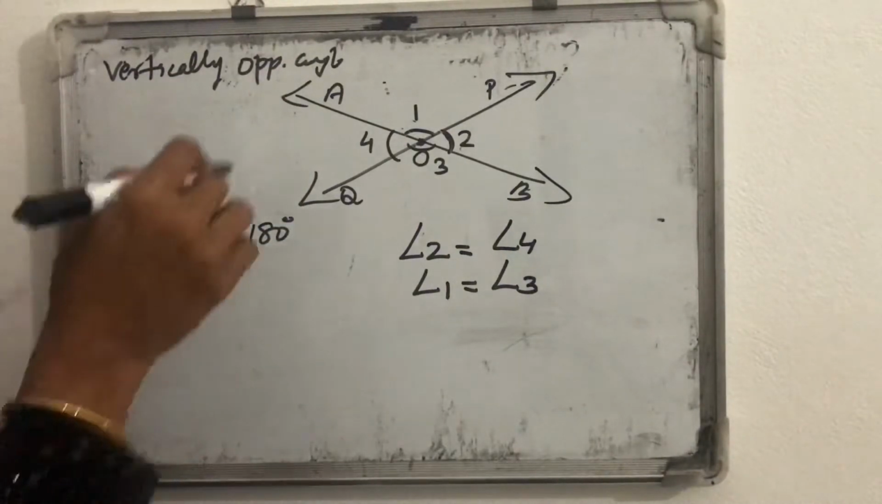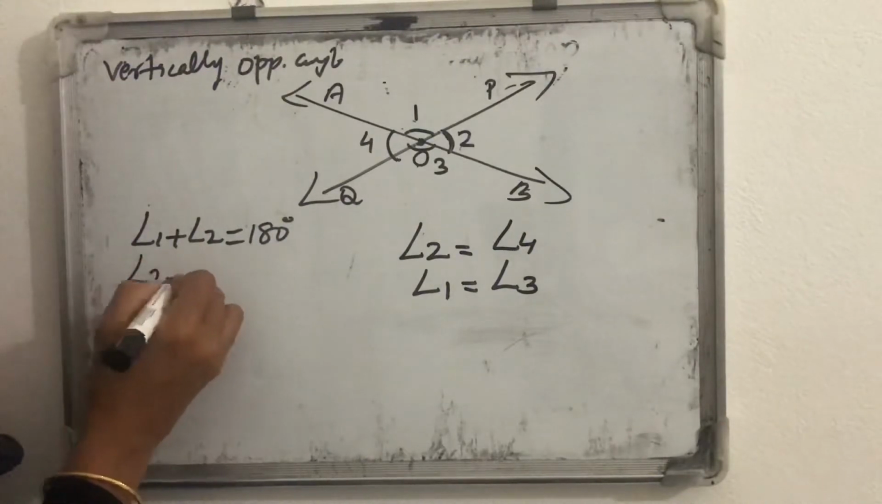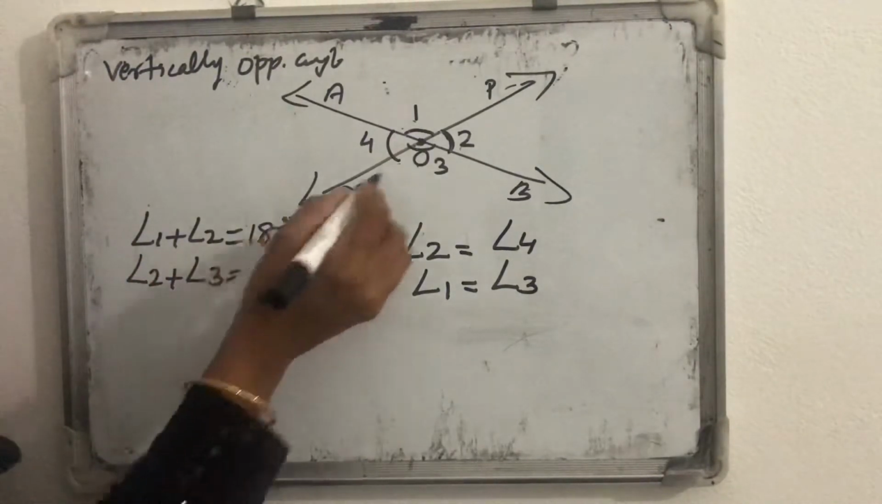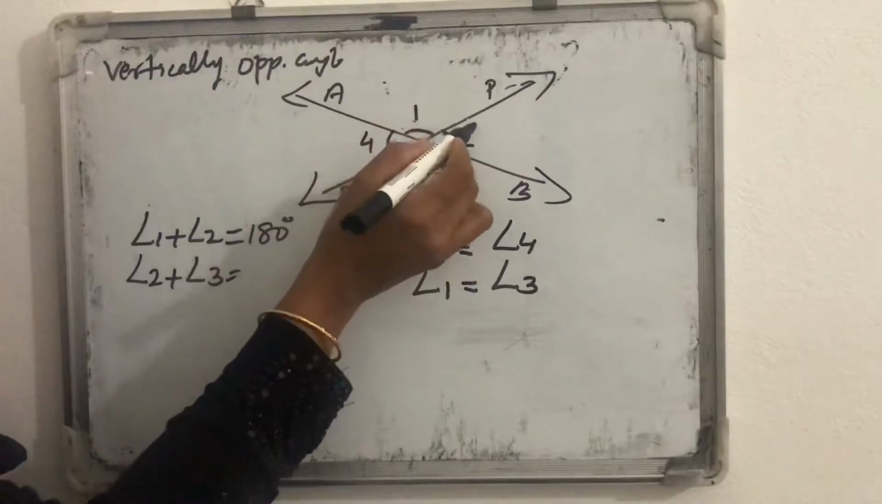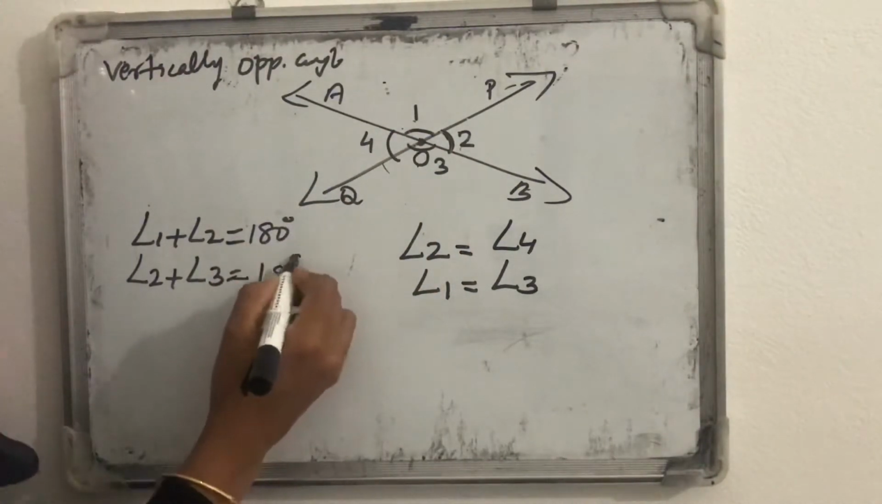Just like that, what will be the sum of angle 2 and angle 3? Angle 2 plus angle 3. This is also another linear pair. So their sum also will be 180 degrees.